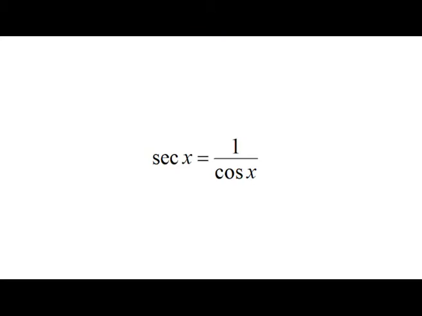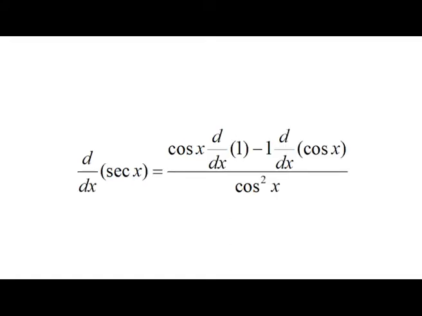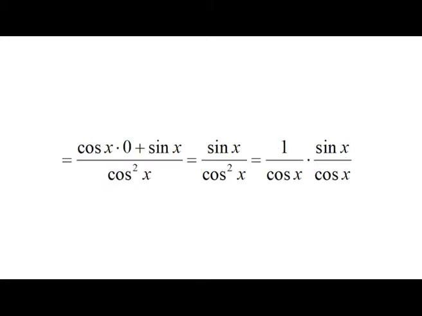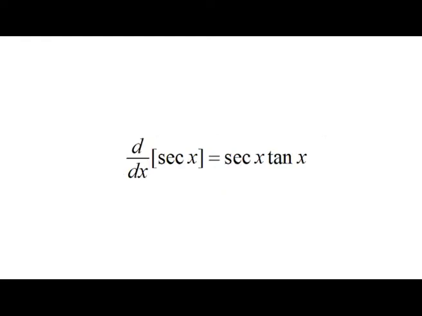Now, to evaluate the derivative of sec x, we use the relation sec x equals 1 by cos x and apply the quotient rule. Using the quotient rule of differentiation, d by dx of sec x equals cos x into d by dx of 1 minus 1 into d by dx of cos x, all divided by cos square x, which equals cos x into 0 plus sin x all divided by cos square x, same as sin x by cos square x, that equals 1 by cos x into sin x by cos x, that is, d by dx of sec x equals sec x into tan x.